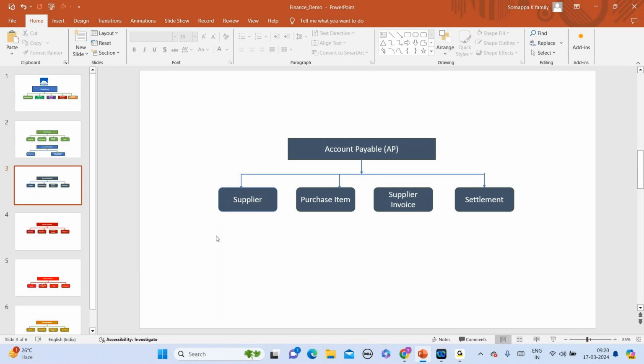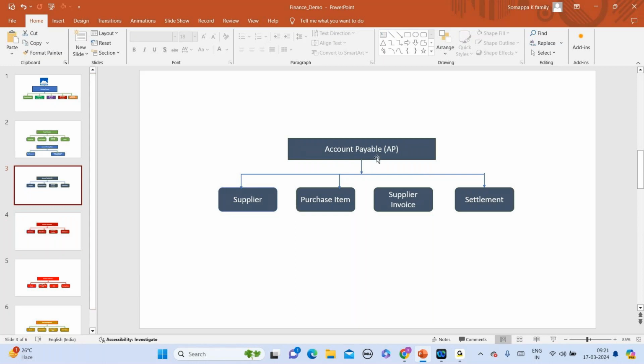Then comes another one, which is accounts receivable. Once you understand clearly about accounts payable, AP, then this AR is exactly the reverse. That means in accounts payable, the company is buying the item and paying the money to the supplier.